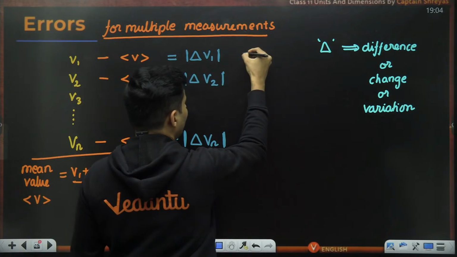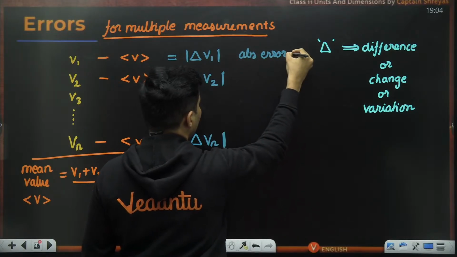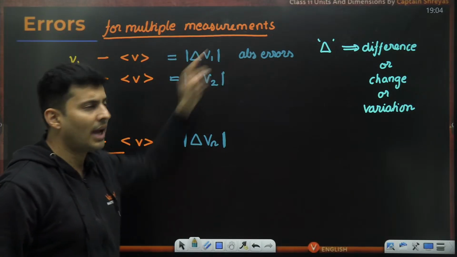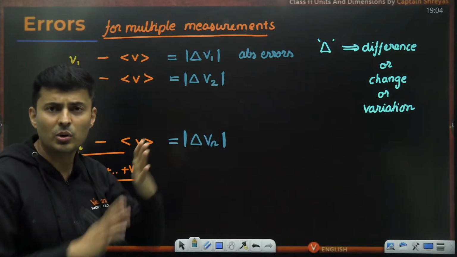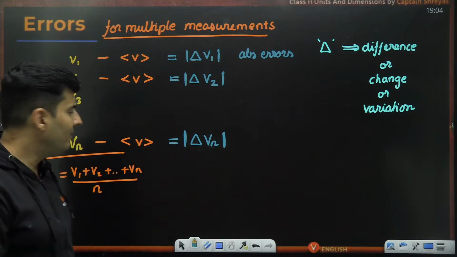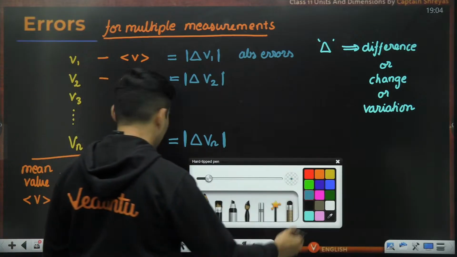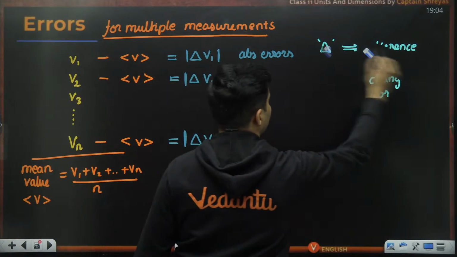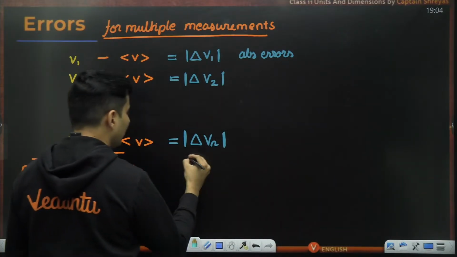So these are called absolute errors. Mod, because of that the word absolute has come. Errors means how much you are varying, how much you are differing from the average value which you are expecting. Once you do that, you just have to basically take the average of these values.